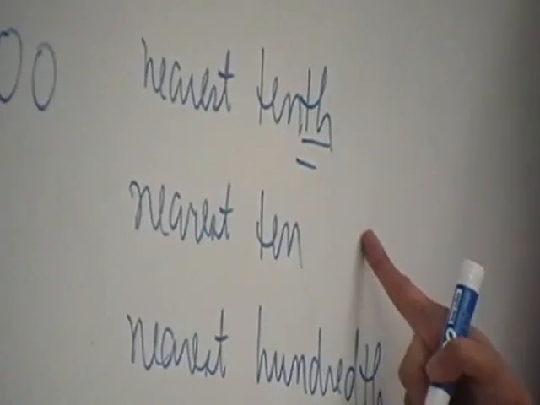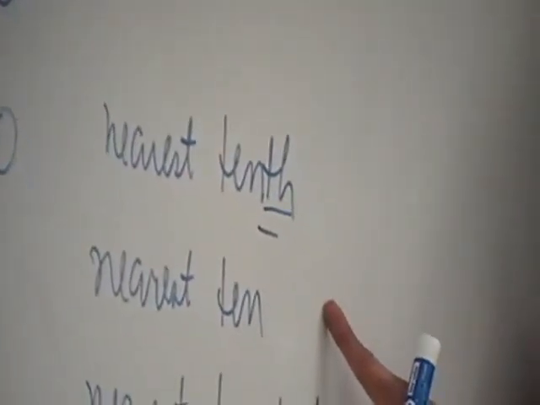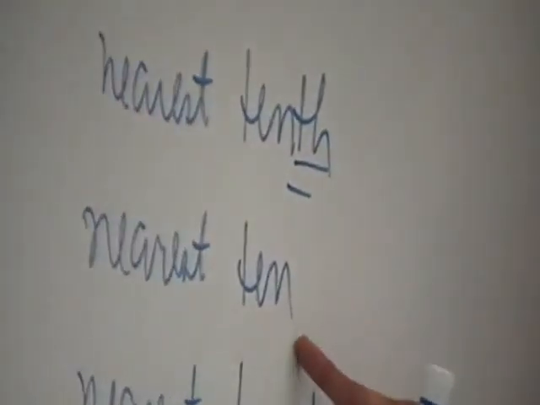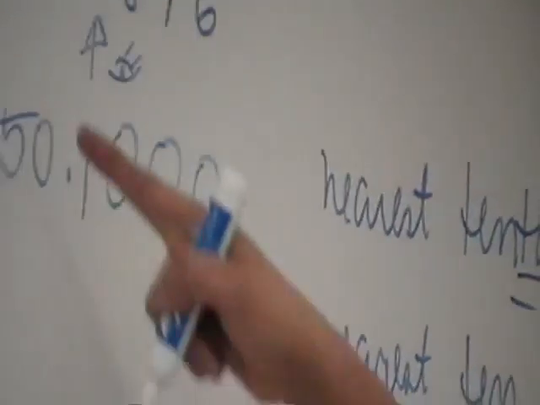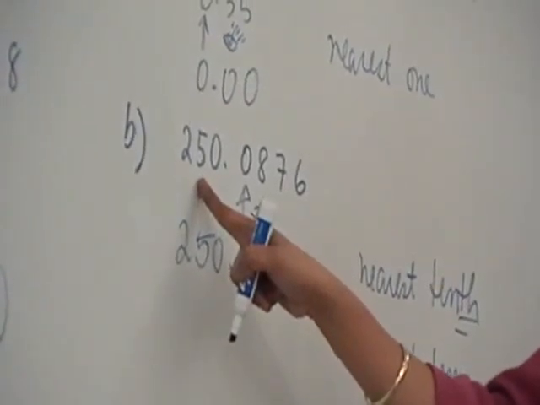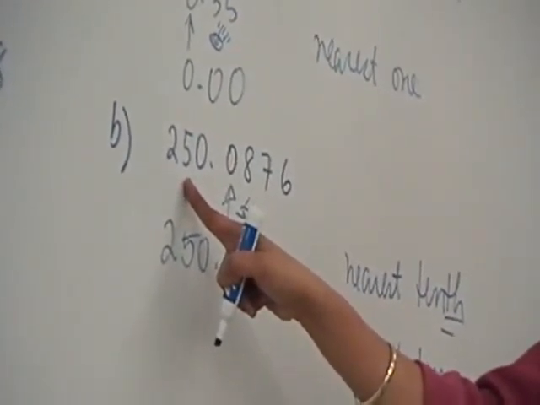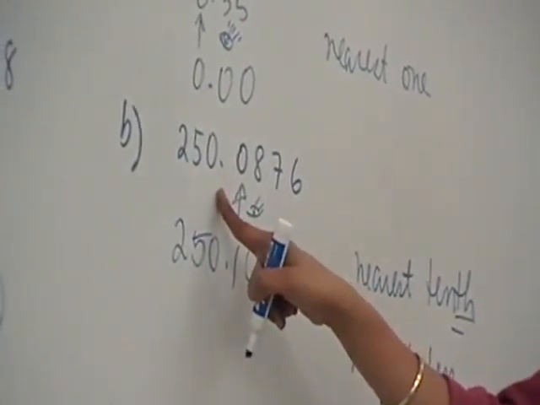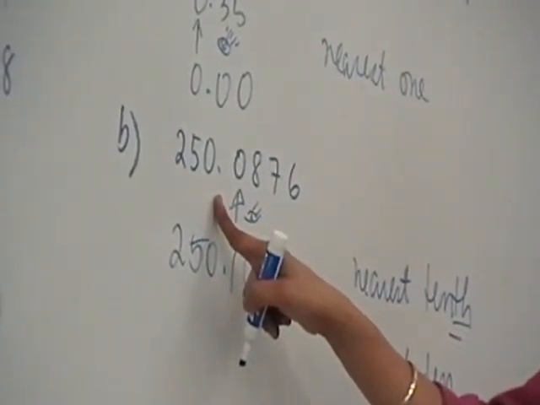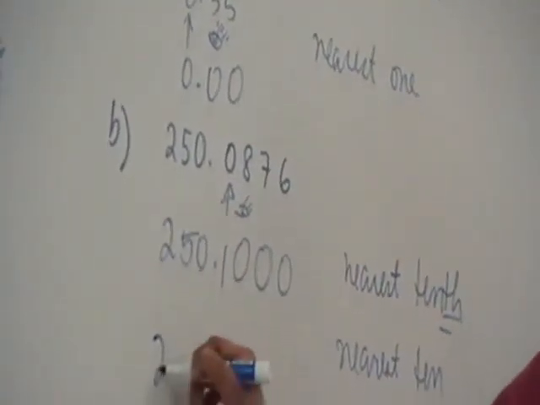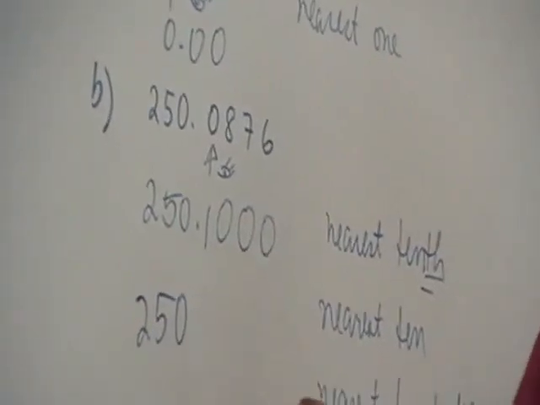TH means this is the whole number part, right? So the nearest 10, really, let's see. It's the 5. You are really looking at the 5, right? And you look to the neighbor. But the neighbor of 5 is 0, so what happens to the 5? It stays the same, so therefore the answer here is 250.